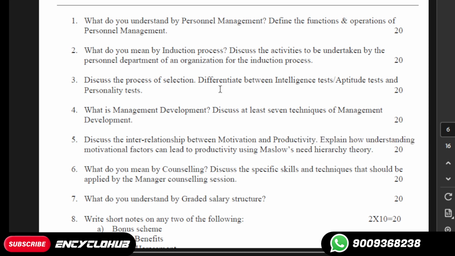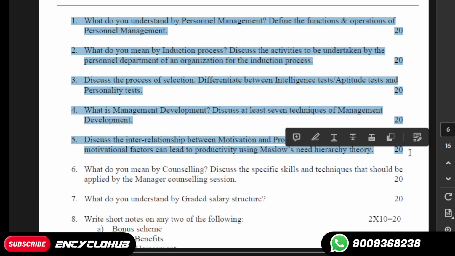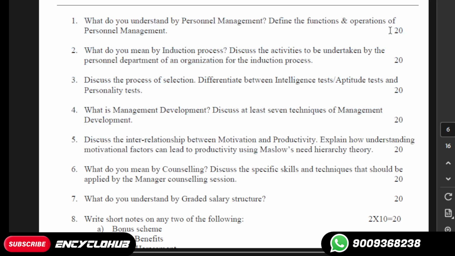So we have prepared the answers of all the questions with respect to marks, which is 20.